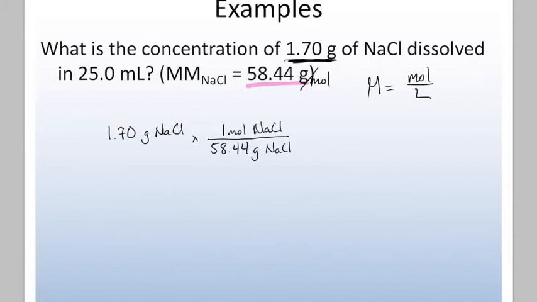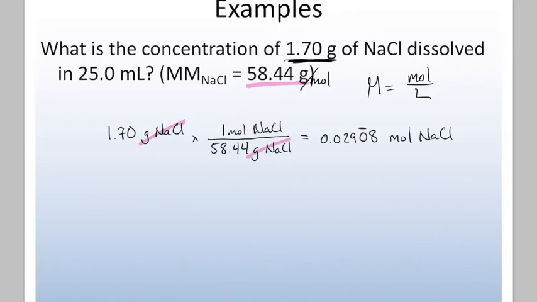Awesome. Stopped right here, we'd have moles of NaCl, so that would be 0.0290. I'm going to keep a bunch of digits just so that we don't incur any rounding errors, and I will just mark that we only have 3 sig figs. And this is now moles of NaCl, right? Because my grams cancel, and the only thing I'm left with is moles of NaCl.